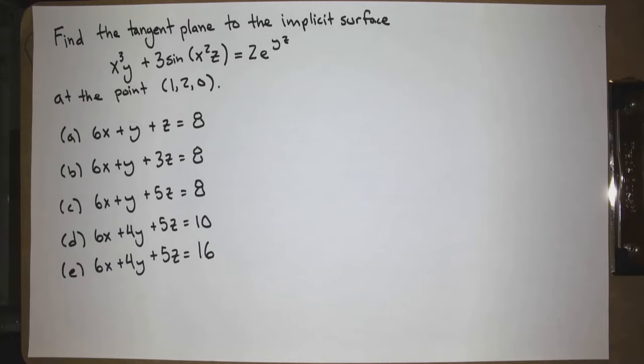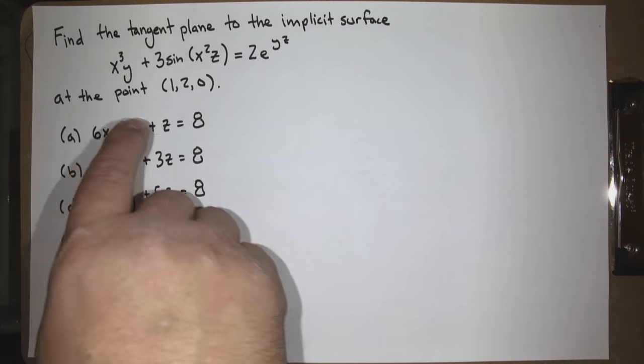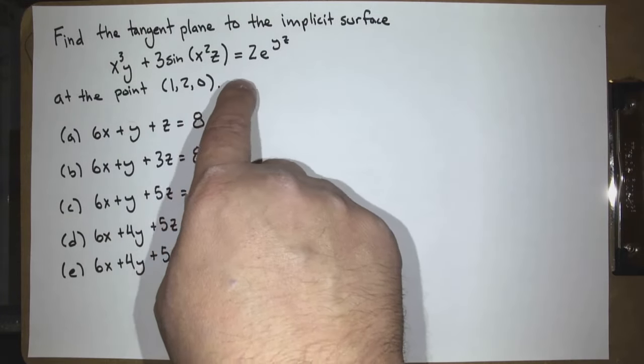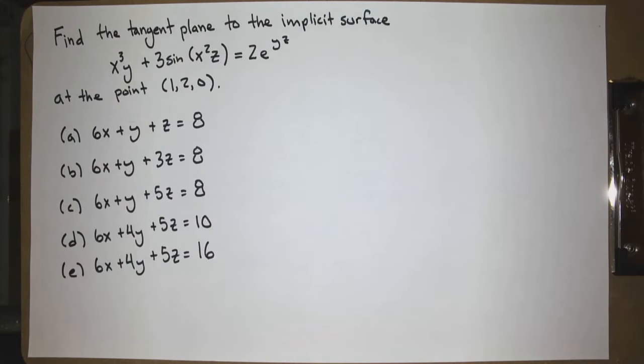Find the tangent plane to the implicit surface x cubed y plus 3 sine x squared z is 2e to the power yz. Now what's going on? There's a collection of points x, y, z that satisfies this relationship.